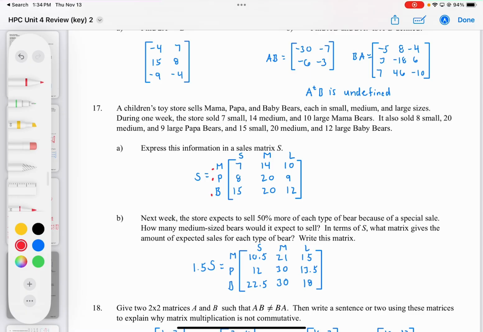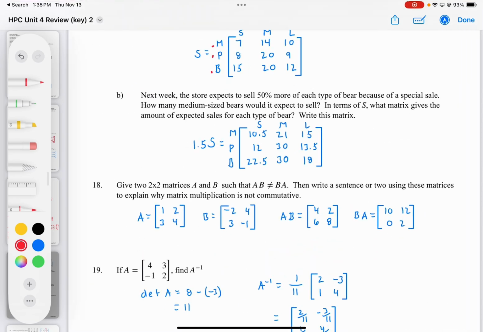Next week, the store expects to sell 50% more of each type of bear because of a special sale. How many medium-sized bears would they expect to sell? In terms of S, what matrix gives us the expected sales for each type of bear? Okay. So then this is what my matrix looks like. If you organized your information differently, it would just be the transpose of that matrix. They expect to sell 50% more of each type, so I just need to multiply each individual entry by 1.5. That would give me 50% more, okay? Please be sure that you're not multiplying by 0.5 because that's just going to cut it in half. We want 50% more. So we have to have that one value and then 50% more of that to combine with it, okay?